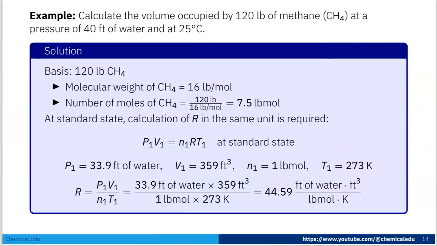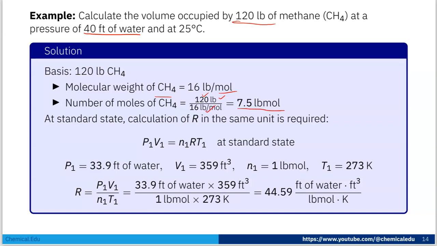Now here is one problem. Calculate the volume occupied by 120 pound of methane at a pressure of 40 feet of water and 25 degrees centigrade. So the pressure is 40 feet of water and the mass is 120 pound. Now the molecular weight of methane we know is 16 pound per mole. So the number of moles is 120, the mass of the methane, divided by the molecular weight, which is 7.5 pound mole.